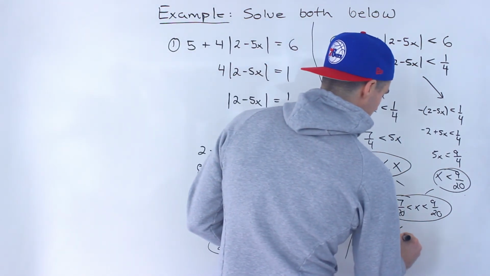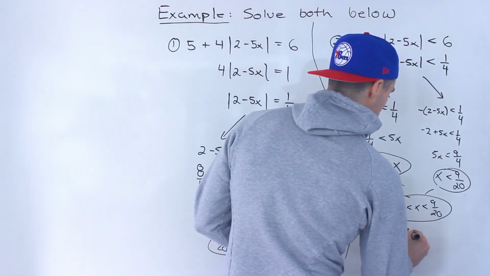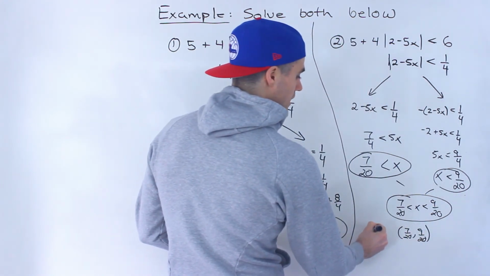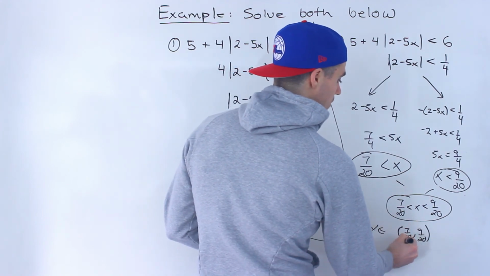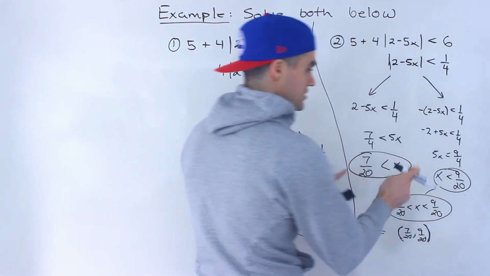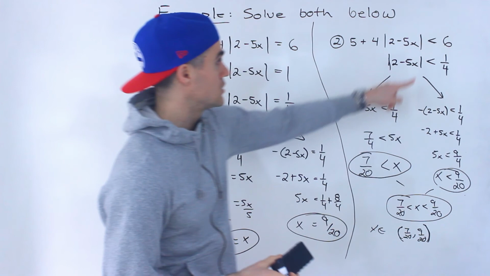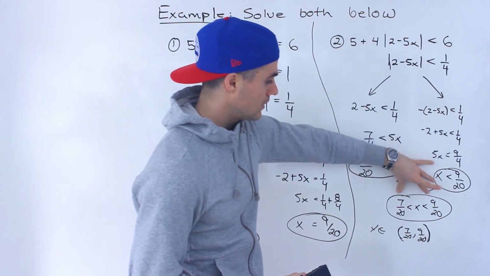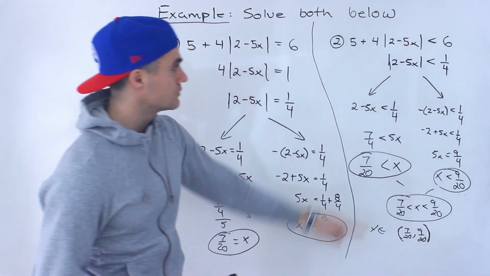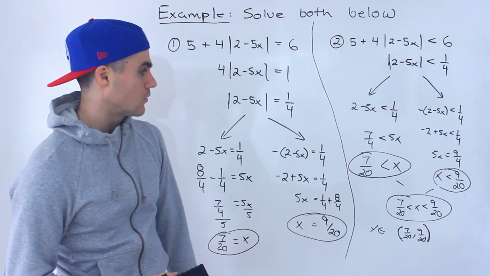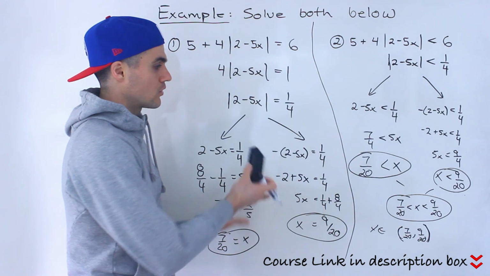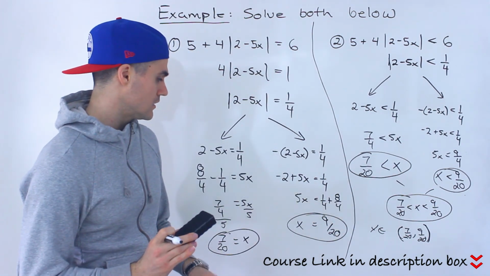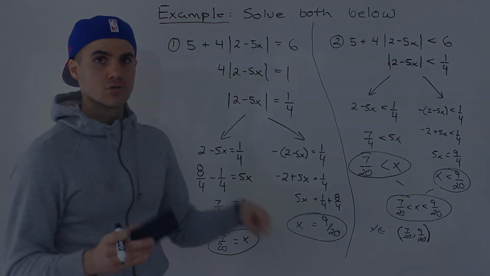And we can also say 7 over 20, 9 over 20 in that notation. x is an element of that, and it would be circle brackets because it's not inclusive of those endpoints. There was no less than or equal to here. It was just less than, right? So those would be the solution to that inequality. So whether you get an equation or an inequality, that last step is a little bit different, but those endpoints should be the same.